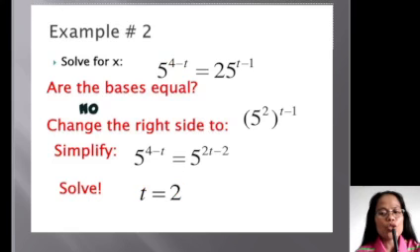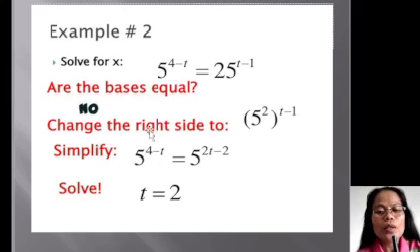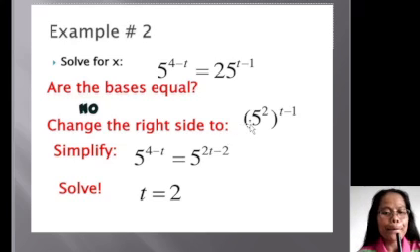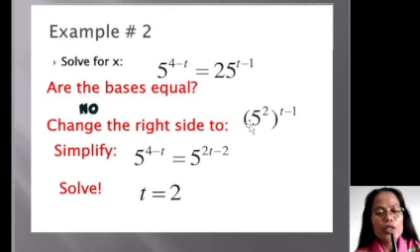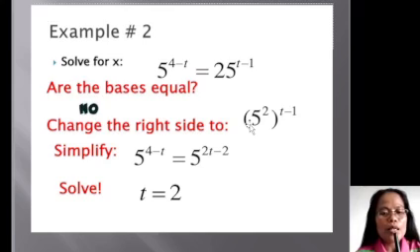Example number 2. Solve for t. 5 to the power of 4 minus t is equal to 25 to the power of t minus 1. Are the bases equal? No. So we have to change it to base 5 so that we can equate them. 25 can be written in exponential form. That's 5 squared, because 5 squared is equal to 25.